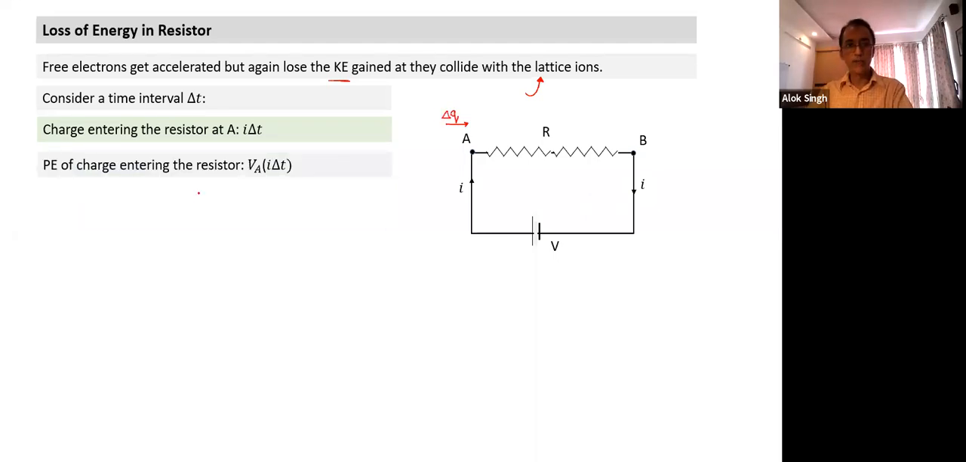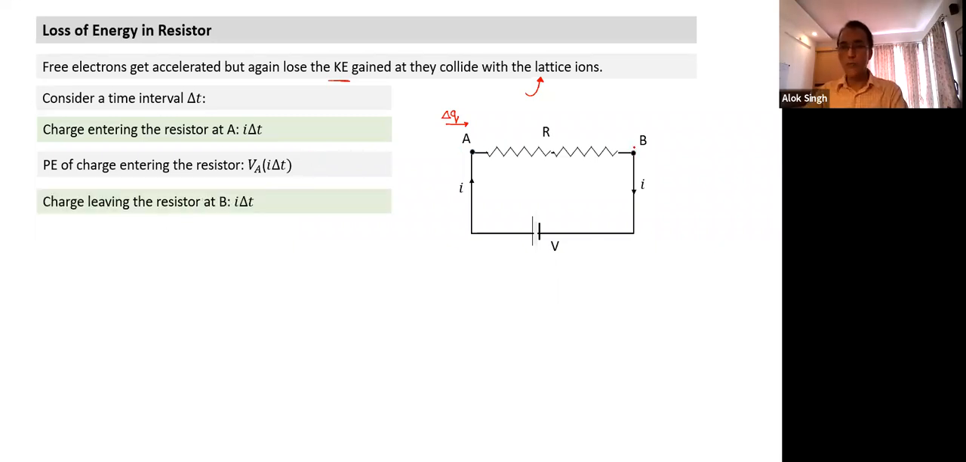And during the same time, what is the potential energy of the charge which is entering here? The potential energy is equal to charge into the potential at the point. So the potential energy of charge entering the resistor in time delta t is equal to potential into charge. I'm just using the formula Q into potential.